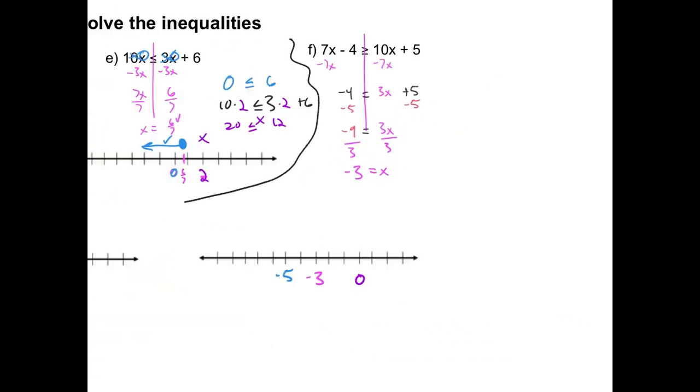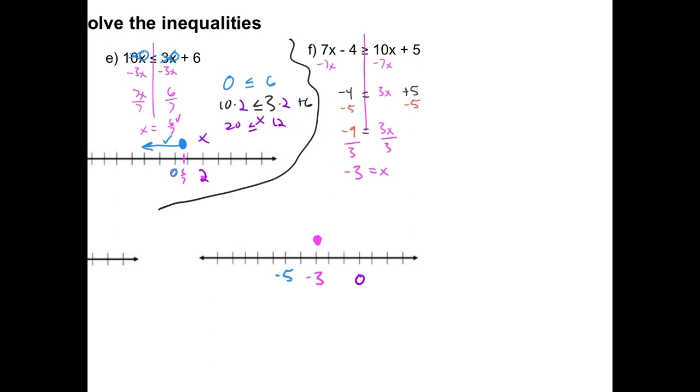Okay, so I've gone through here and I've solved my next one. I found my boundary point to be at negative 3. And it's going to be a closed dot because I've got the line underneath it. And I've got my 2 points I'm going to check. I'm going to check 0 because it tends to be easy. And I'm going to check negative 5 because moving through by 5 isn't too bad.